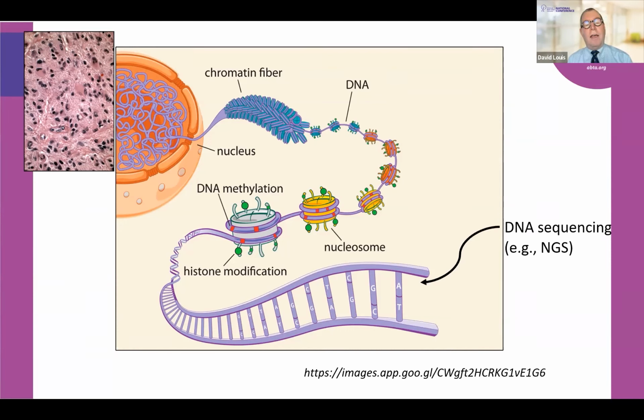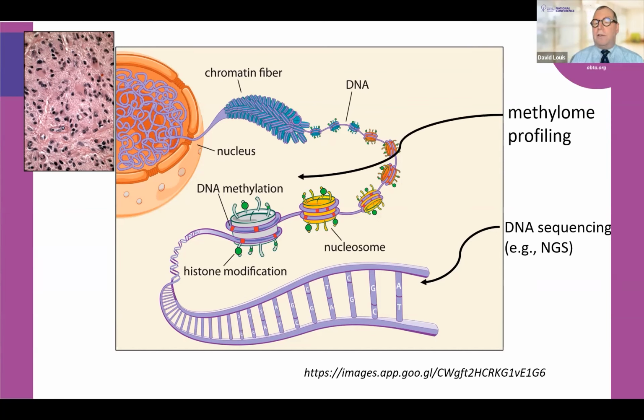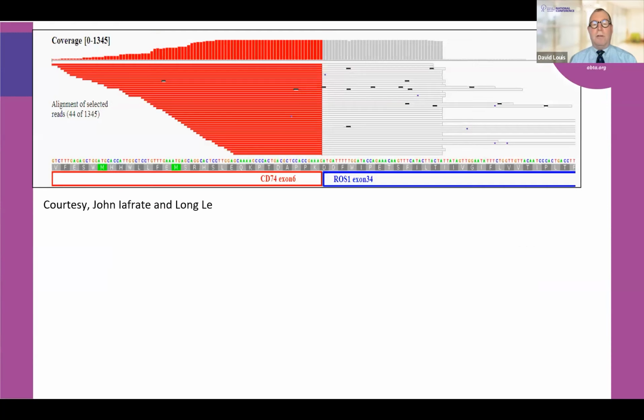that involve adding methyl groups to the DNA. And I won't go into detail what a methyl group is, but basically it allows the DNA to be compartmentalized. And there are patterns that we can distinguish of those methyl groups. So we now use both of these technologies, NGS or DNA sequencing and methylome profiling, to classify brain tumors.